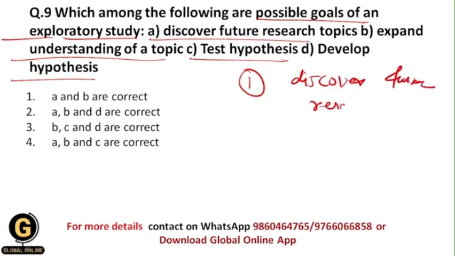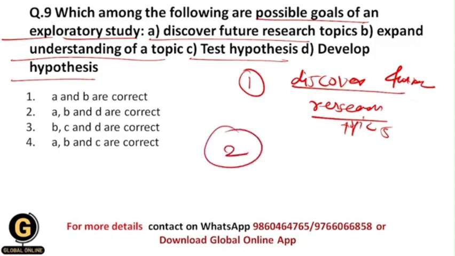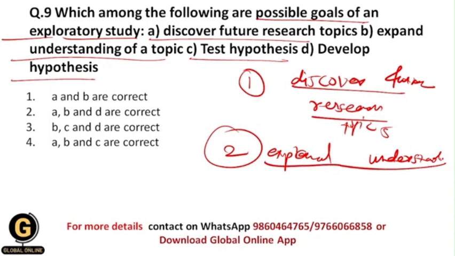Okay, future research topics, because here we don't have that much information about the future research topic, and that's why within the exploratory study we are going to collect the preliminary data so that we can discover future research feasibility, future research topics. Okay, now next one is expand understanding of a topic. Yes, we can as well expand the understanding of a topic in the exploratory research study, because we don't have that much information about the topic, and that's why we can expand the understanding of a topic by collecting data, so that we can do the next research procedures based upon the exploratory study.